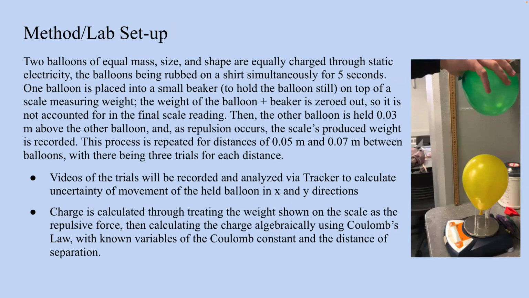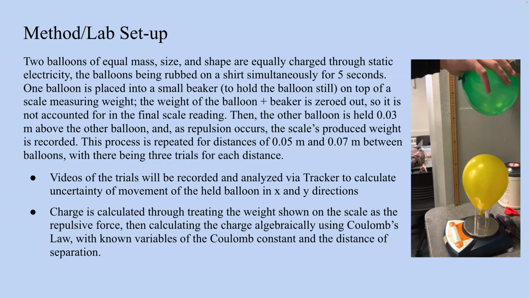Shown here is our method and sort of our setup for the lab. We took two equal balloons, we charged them at the same time. We put one balloon into a beaker to hold the balloon still, and we put that on top of a scale. We zeroed everything out so the weight of the balloon and beaker are not accounted for in the final scale reading. The other balloon is then held a certain distance above the first balloon, and as repulsion occurs, the scale should produce a weight that is then recorded.